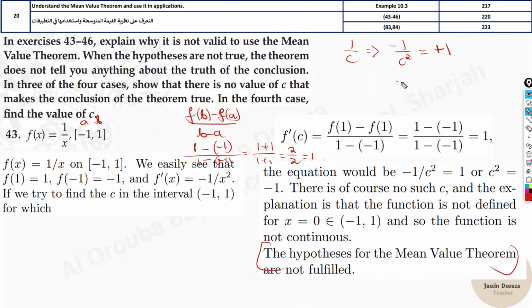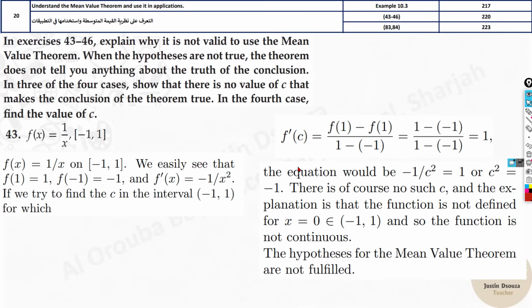Now let's solve this up. C goes to the other side, it's negative c, negative 1 equals c squared. Take square root on both the sides. Square root of negative 1 does not exist. So this is not possible. This is another way. Even if you had applied and solved, it'll be an error. You can't solve this at all. So that's why we can understand that this does not exist, because the hypothesis is not fulfilled.